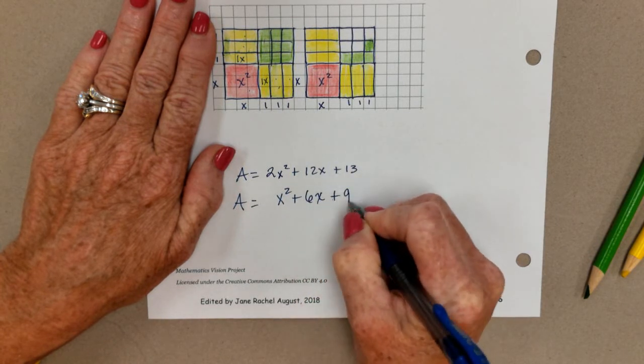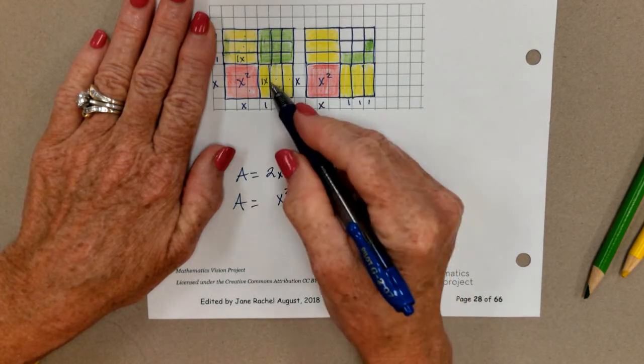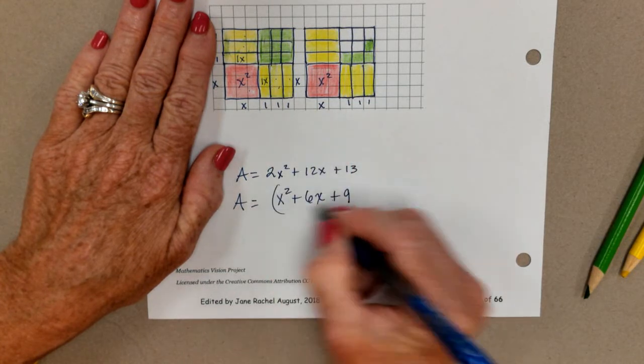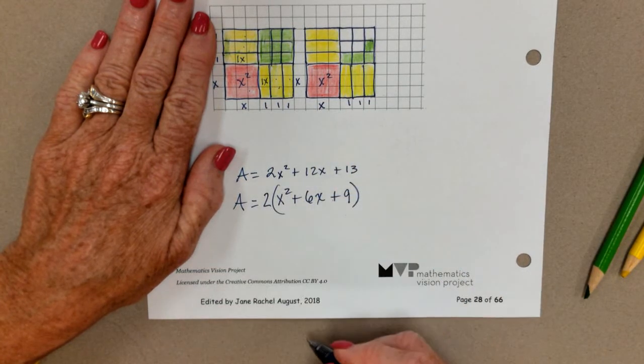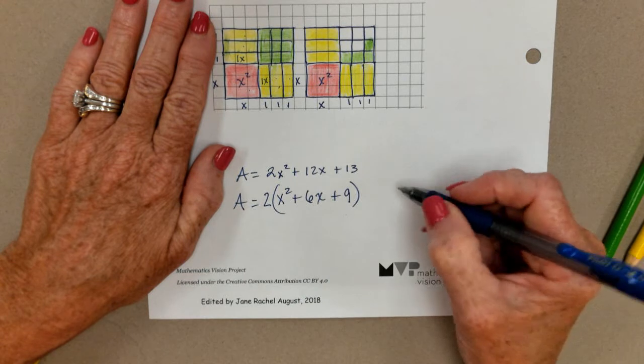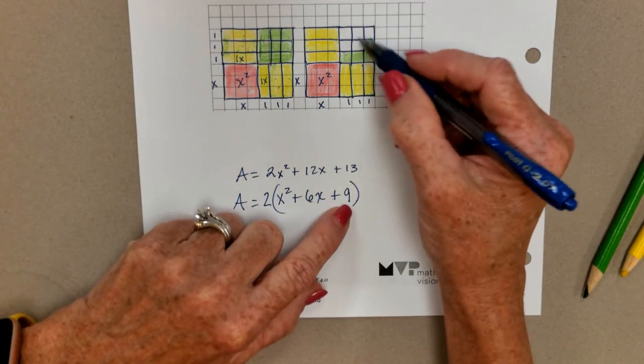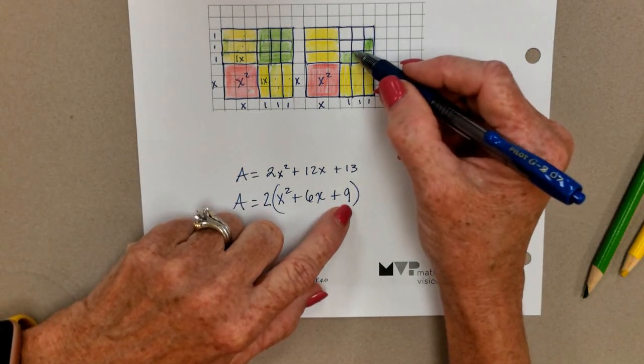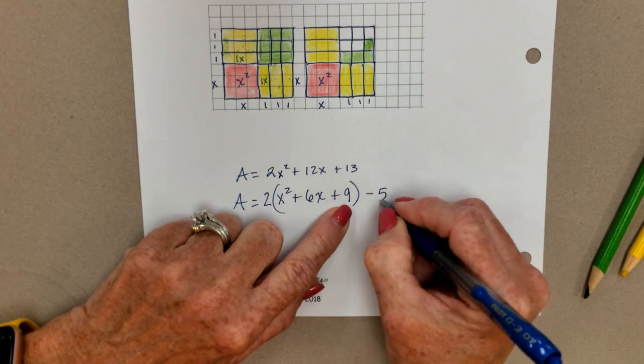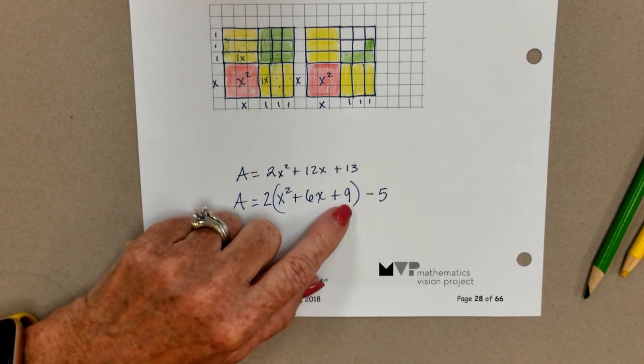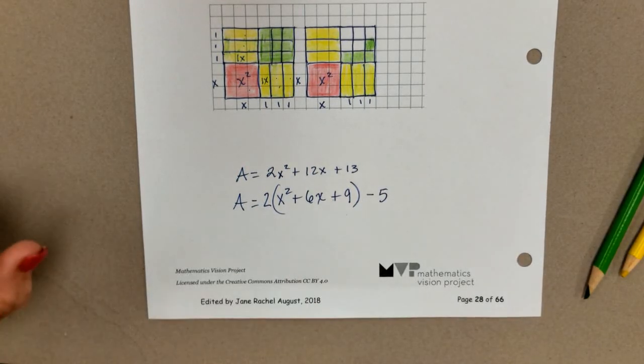plus a 9. We want 2 of those, so times 2. Oh, but wait, we didn't really have 9 in this second one. We were short 5, so we have to put that in there on the outside, so that's minus a 5.